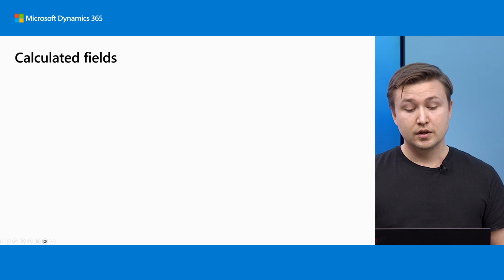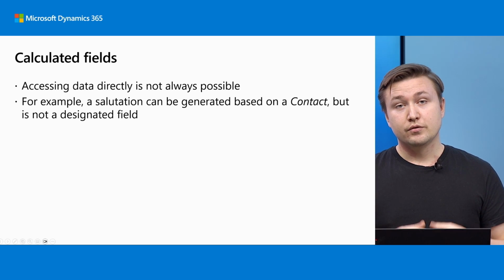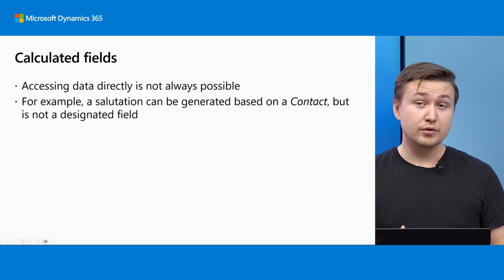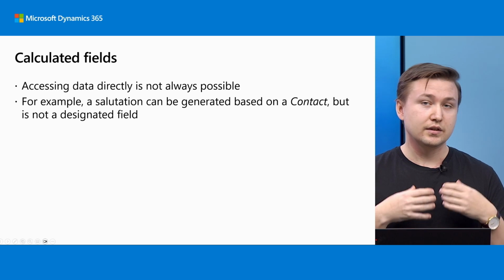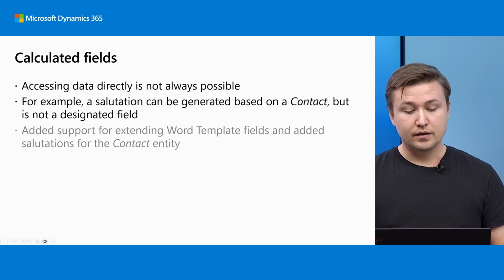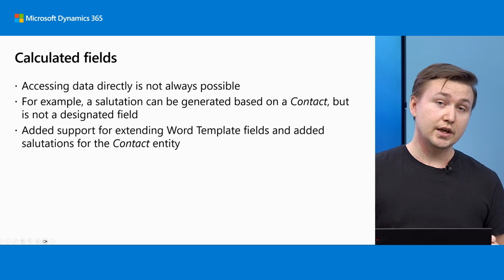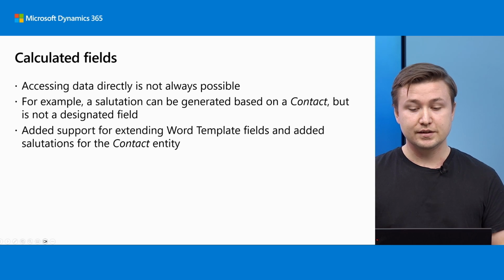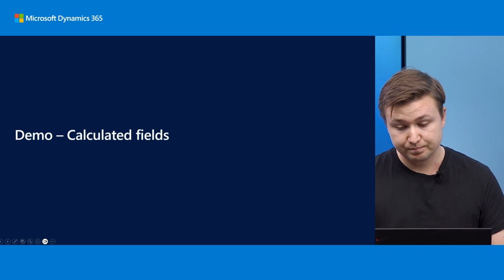And then there's the last feature for Word templates, calculated fields, because accessing data directly is not always possible. For example, a salutation can be generated based on a contact, but it's not like a designated field on the contact. You need to call a function to generate the salutation. And therefore, we added support for extending Word template fields, and we used that to add salutations for the contact entity. So let's see how we can use that in Business Central.